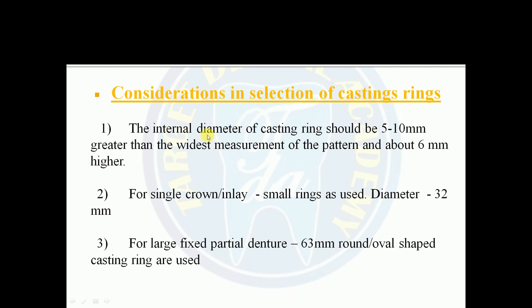Considerations in selection of casting rings. The internal diameter of the casting ring should be 5 to 10 mm greater than the widest measurement of the pattern, and about 6 mm in height. It is a very important point. For a single crown or inlay, small rings with a diameter of 32 mm are used. For a larger fixed partial denture, 63 mm round or oval shaped casting rings are used. So for inlay and onlay, small casting rings are used, and for large fixed partial dentures, large casting rings are used.